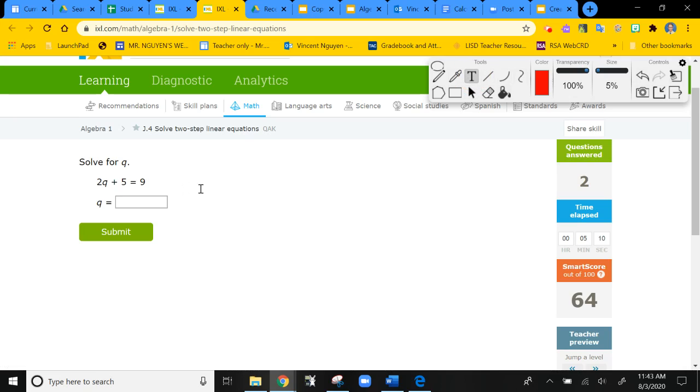Essentially, to solve this equation, I'm going to be subtracting 5 on both sides, right? Technically, I am really just moving this 5 over here by doing the opposite, taking away 5 on that side. If you can think of it that way, it makes your problem go a little bit faster. So 2q equals 4, and then you're going to divide by 2, and q would equal 2.